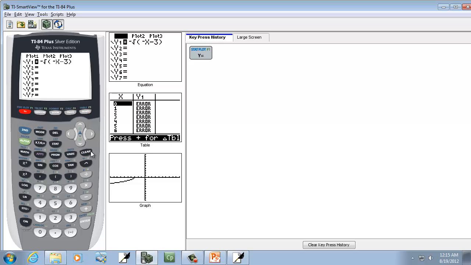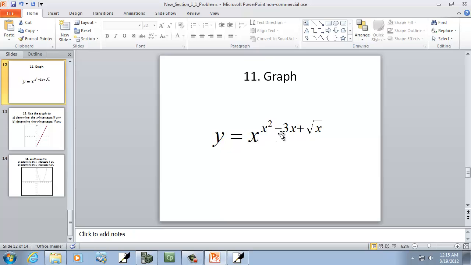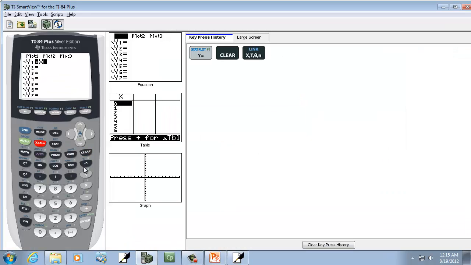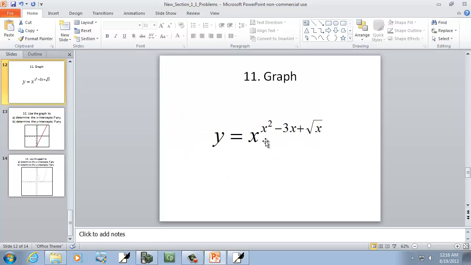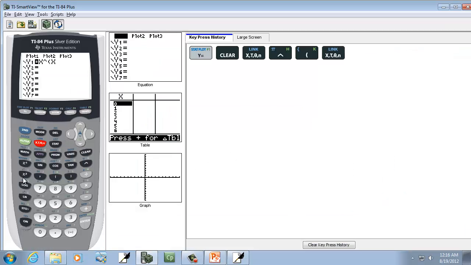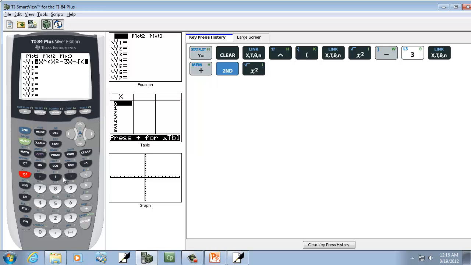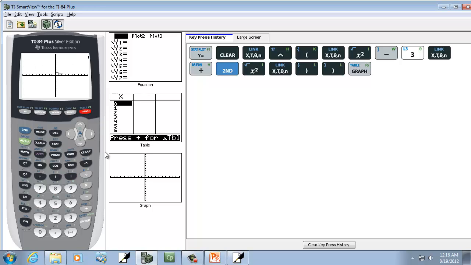Press Y equals, press clear. We have x to a power, and the power has more than a single number in it, so we're going to need parentheses around that power. So x caret, then a beginning parenthesis, and then we have x squared, so I'll press the x key and then the x squared button, minus 3x, and then plus the square root of x. Remember the square root is second x squared, and then I'll press the x key. I'll put a closing parenthesis on the square root and a closing parenthesis on the exponent. On the TI-83 and TI-84, you don't have to put those closing parentheses at the very end, but they don't hurt anything either. Now push graph, and that would be our particular graph.